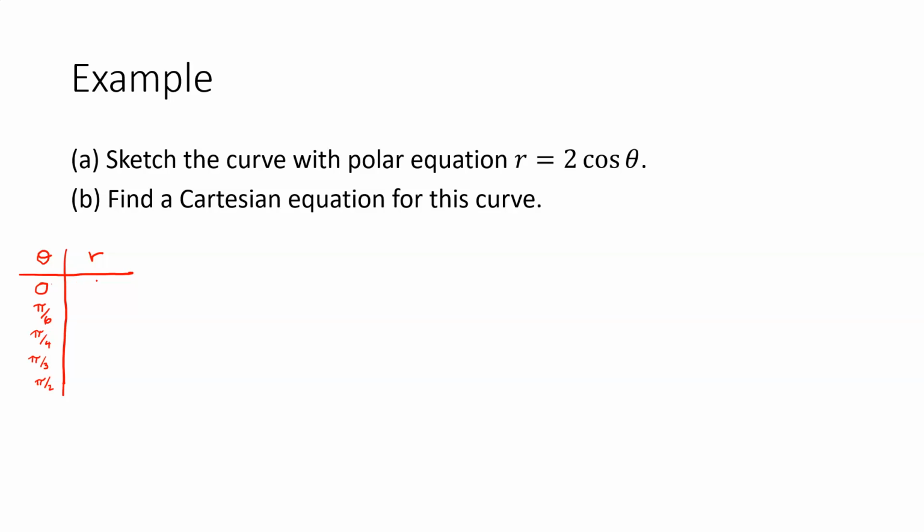We know cosine of 0 is 1, so when I do r equals 2 cosine of 0, I would get 2 times 1, which is 2. Cosine of pi over 6 is radical 3 over 2. So 2 times the square root of 3 over 2 would just be the square root of 3.